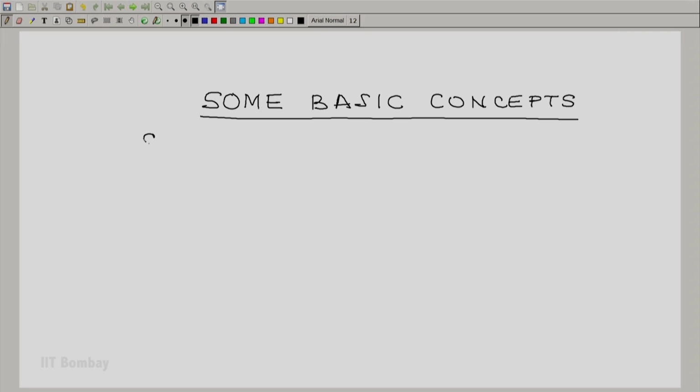Now we are going to look at some basic concepts in thermodynamics. This is necessary so that we know what we mean. There are a number of terms which are used in thermodynamics which we also use in other parts of our life. One such very common word is a system. We are going to define now what we mean by a thermodynamic system.